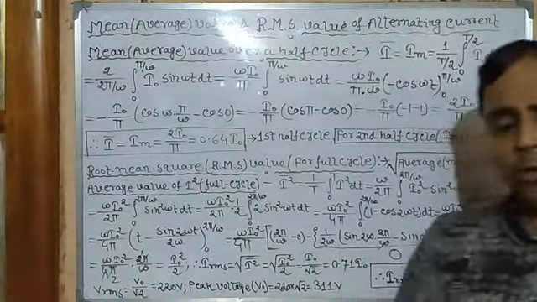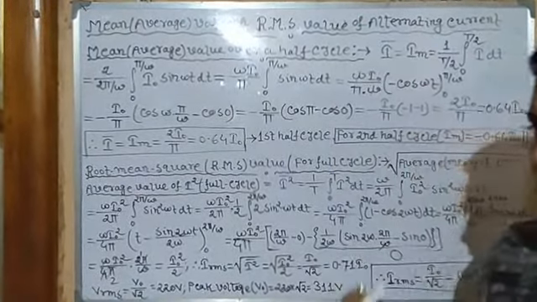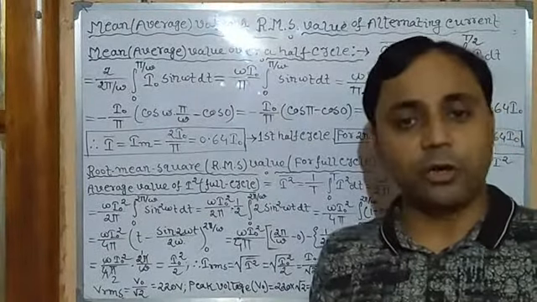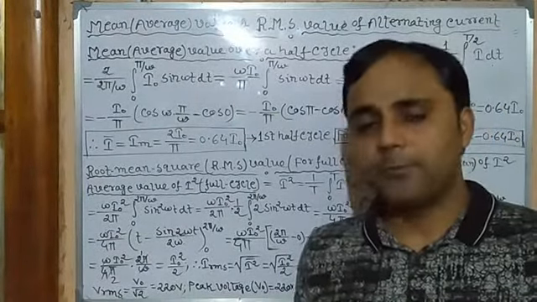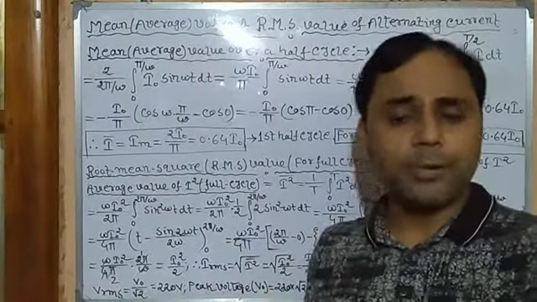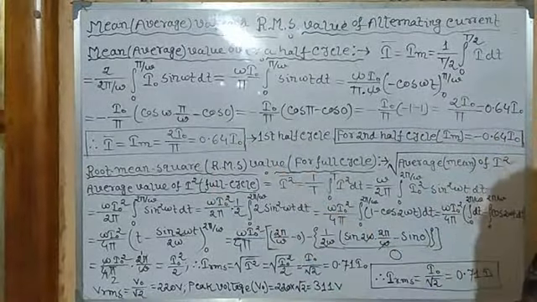So students, now we will try to find out the value of alternating current. Now alternating current contains two values. One is called its average or mean value, and another is called its RMS value, which is root mean square value. Okay. So let's find out first of all its mean or average value.